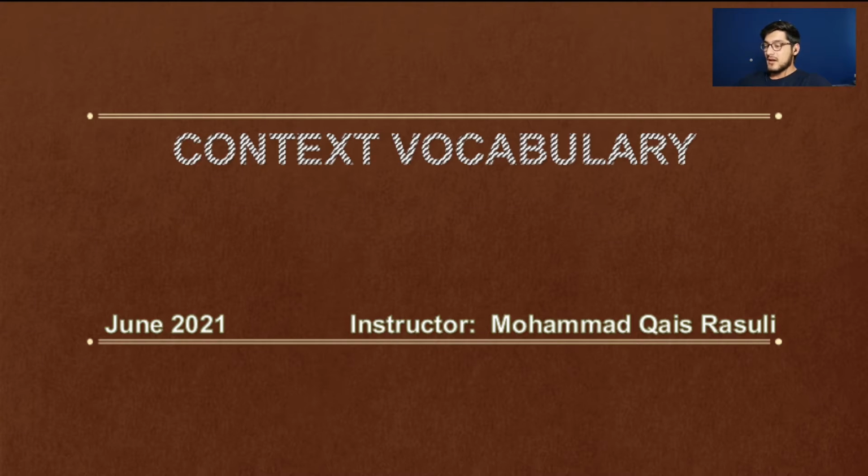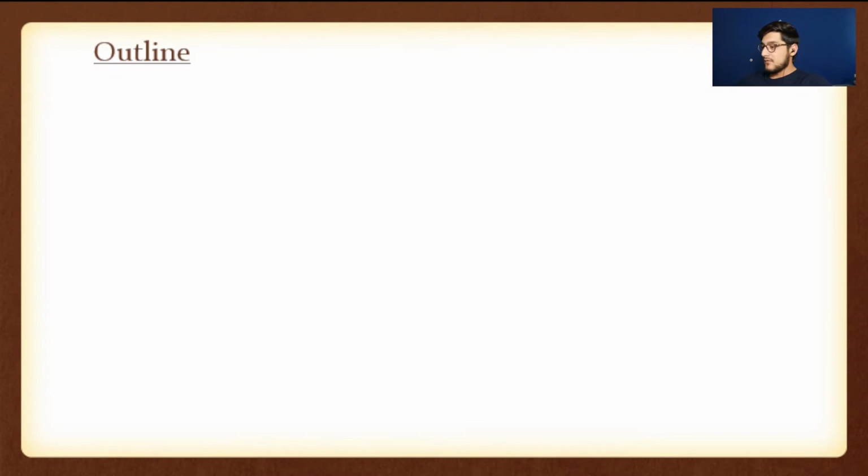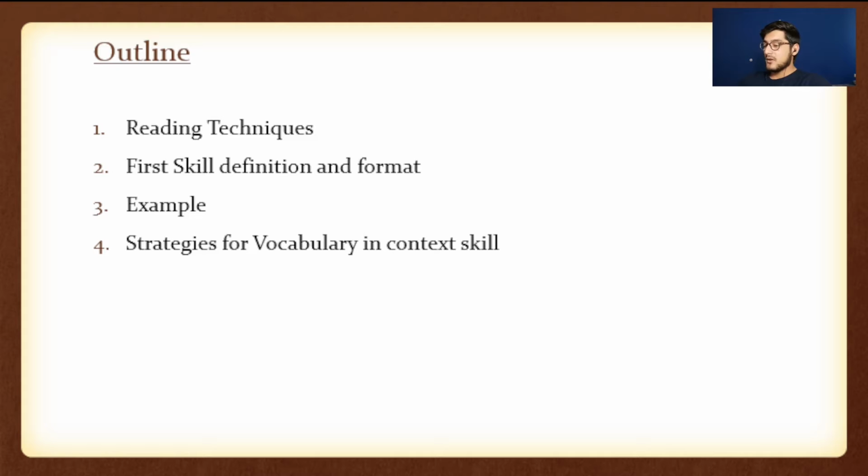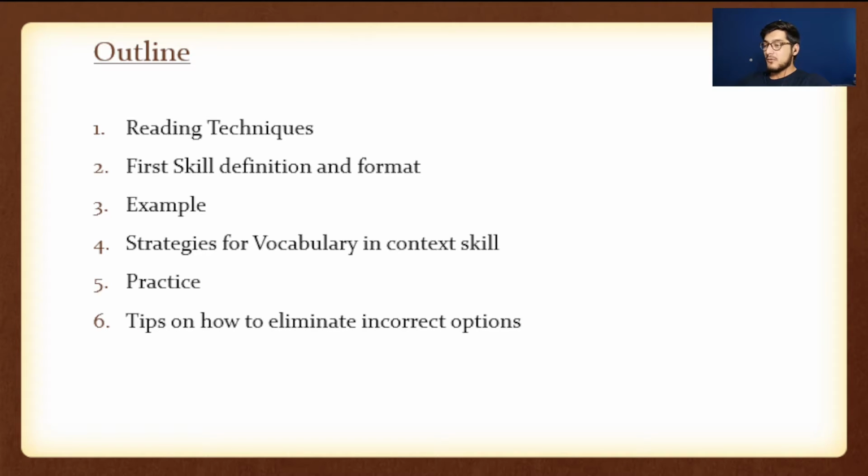Before starting the slides, it's better to have a review on the outline of this video. First, we are going to talk about the different reading techniques which are needed while you're preparing for the reading section of the TOEFL test. Afterward, we are going to talk about the definition, format, and the first step of the first skill. Then we will have an example question. Afterward, we are going through the strategies that are needed for vocabulary and context skill. Then we will have a practice question. And finally, we are going through the tips on how we can eliminate the incorrect options.